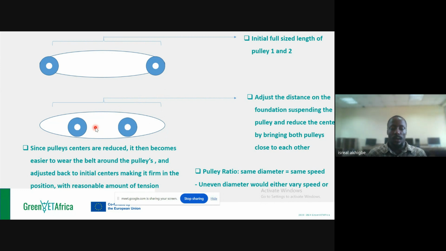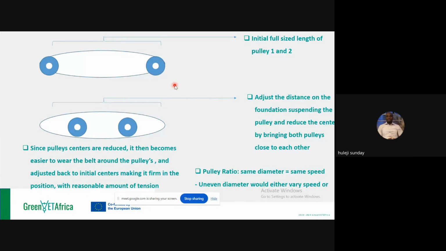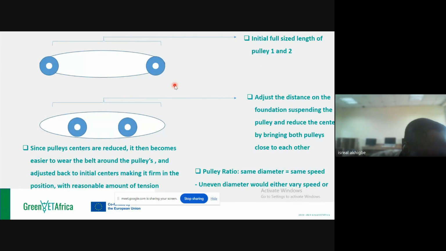Upon pulling out the belt, what will happen? After I've worn a new belt onto it, I will adjust it back to its original length. Then it will be properly tensioned. I don't know if you understand what I just explained, and this small illustrative animation. Do we understand? Yes, I understand. Yes. All right, good. So after that, you adjust it back to the original length and you tension your belt, then you are good to operate.